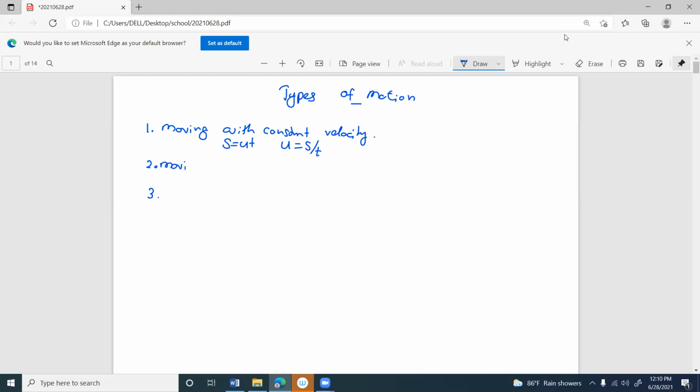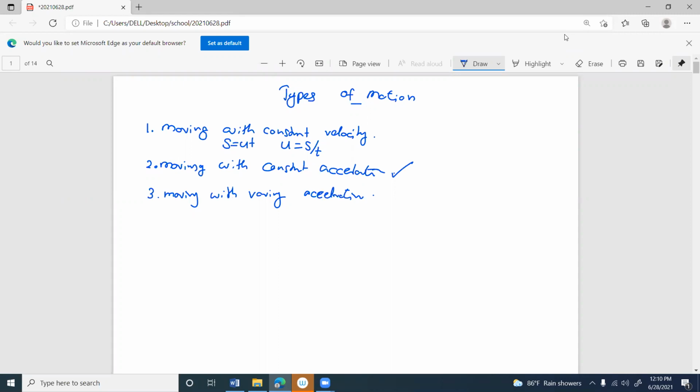Moving with constant acceleration. The third one is moving with varying acceleration. Moving with varying acceleration. So in our M1 we are learning the situations with moving with constant acceleration.